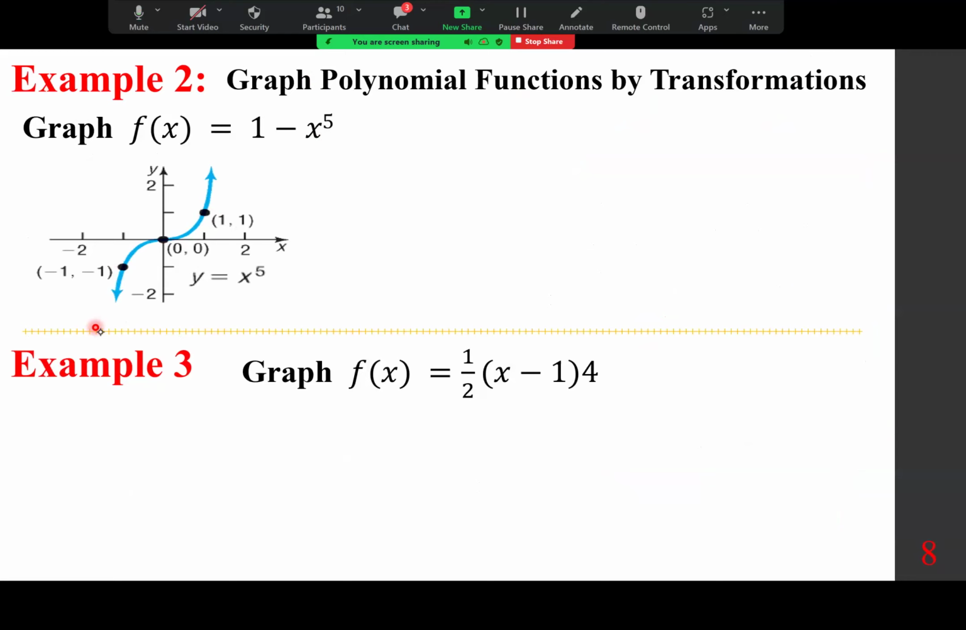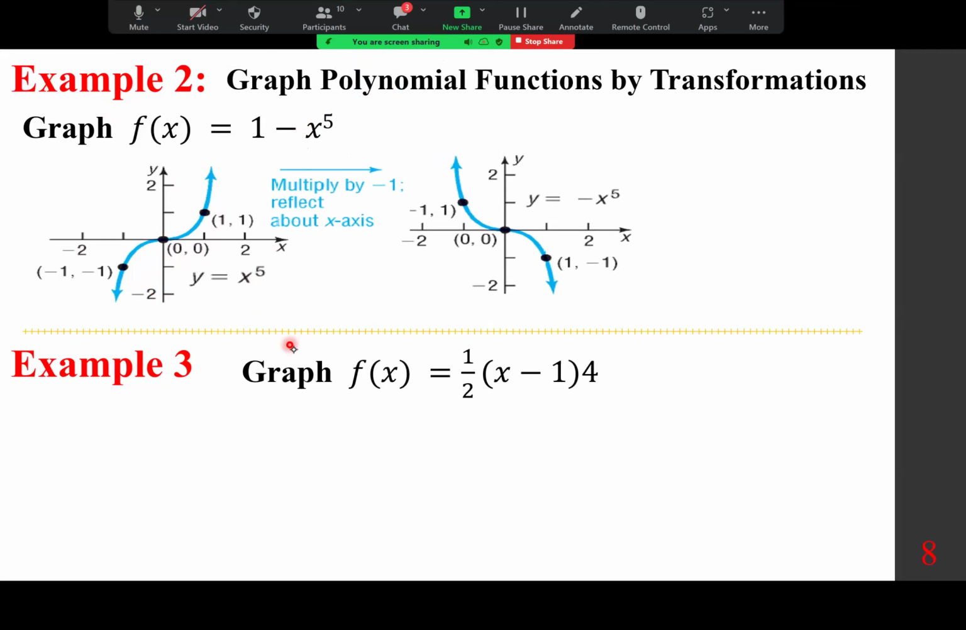So we're going to start with y equals x to the power of 5, then minus x to the power of 5. That means we multiplied by negative. That means it reflects about the x-axis. So this flips over. So this part goes up, this part goes down.